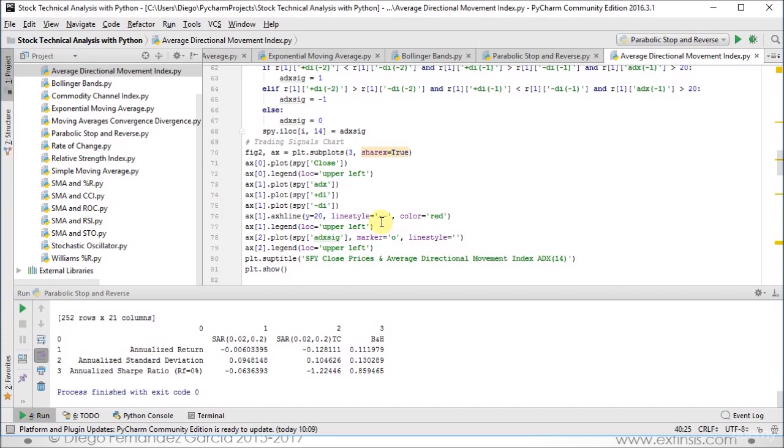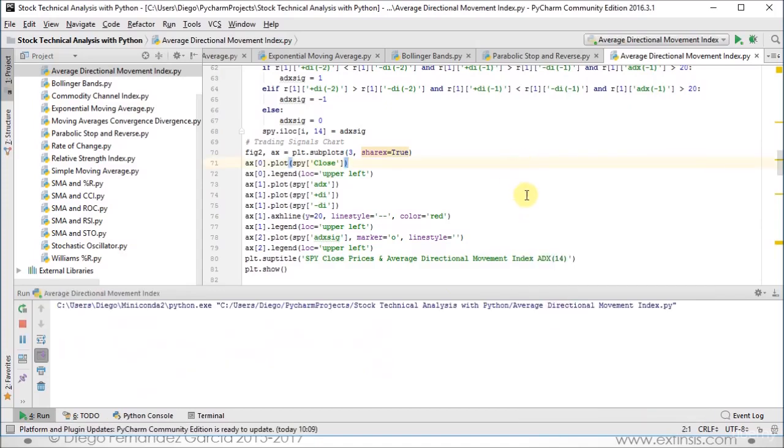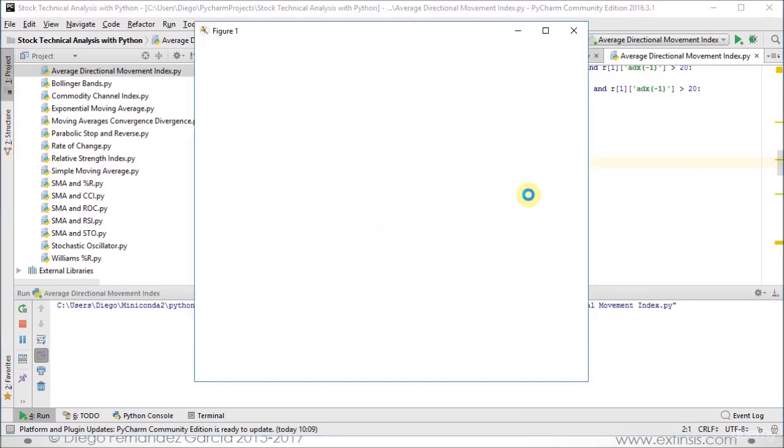Then we locate the legend at the upper left, and then we have the third and last subplot at position 2, in which we are going to plot the corresponding trading signals with a marker equals to o or dotted marker, line style equals to blank space, so there are no lines connecting the dots. Then we add the legend at the upper left, add a superior title to these subplots, which is SPY close prices and average directional movement index ADX 14 days, and we show the corresponding chart. So let's click the right button on the mouse and scroll down into run average directional movement index.